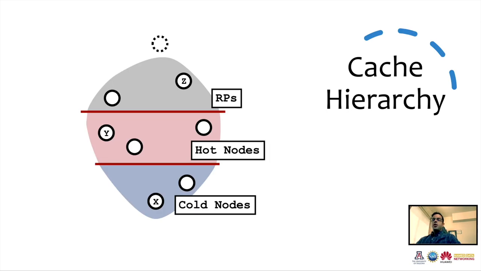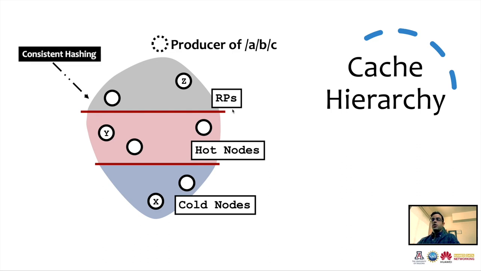This figure shows what this cache hierarchy looks like. A very important point is that the cache hierarchy is defined only for one namespace or content. So for the rest of the presentation, whenever I mention cache hierarchy, remember that it belongs only to one namespace. For example, here, this cache hierarchy is formed for namespace ABC, and this node is a producer of this namespace. There are three tiers in this hierarchy, and the very top tier belongs to the nodes that are responsible for caching the contents under the corresponding namespace. We call them RPs, or rendezvous points. To find RPs, we use consistent hashing, so each node hashes the name of the content or the namespace to find RPs for that specific namespace.